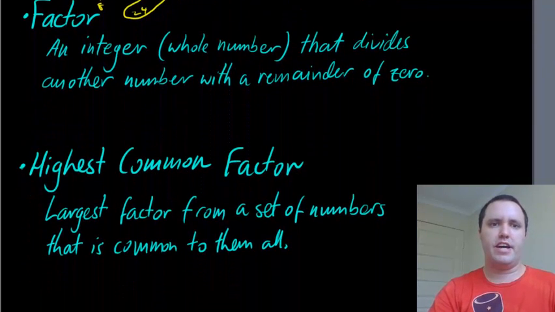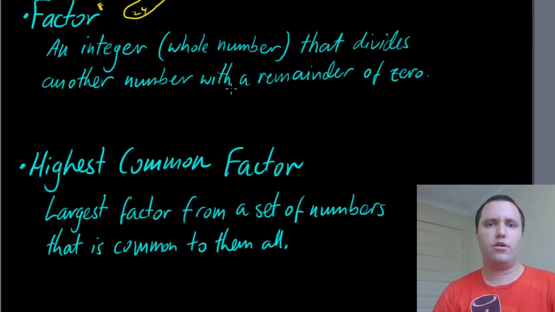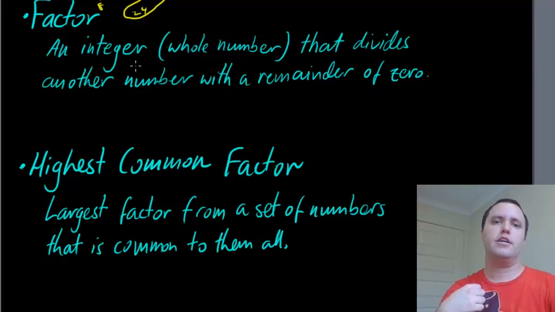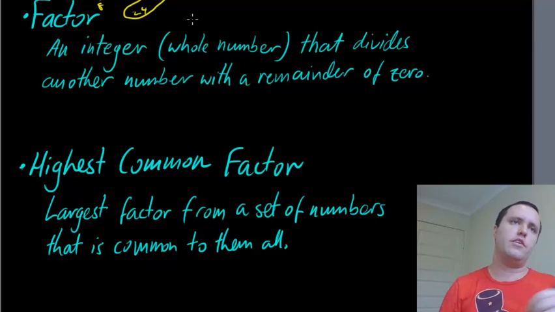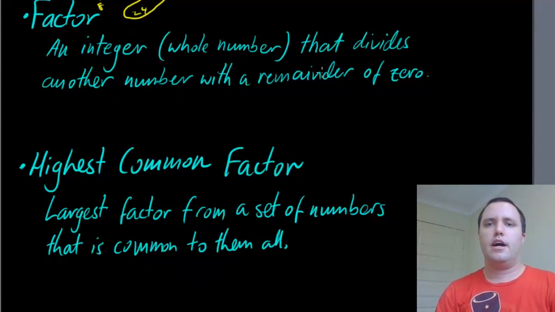Right, a factor is an integer, which is a whole number. So please, I will actually use the word integer in class, so please be aware of what it means. It means whole numbers, all the way in the negatives and the positives, zero included, that divides another number with a remainder of 0.